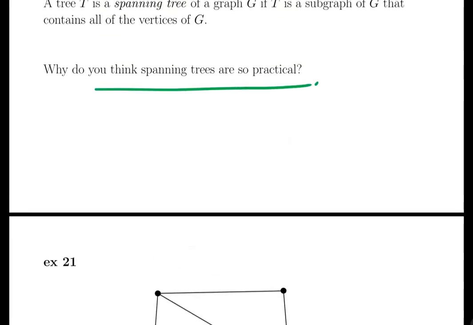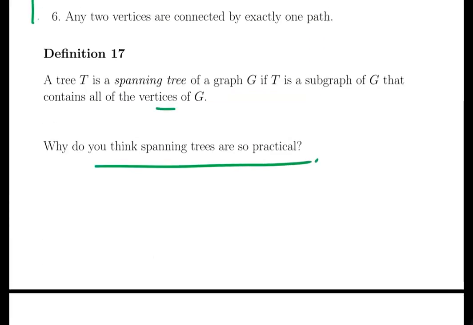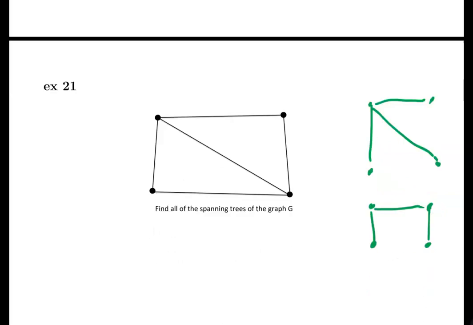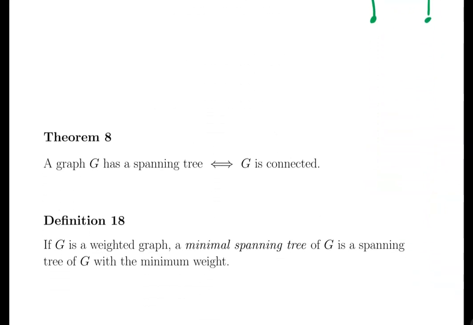So find all the spanning trees of the graph G, right? So again, remember it's a subgraph that has to have all the vertices. So it's a spanning tree, and we have to have all 4 of these vertices, and there are options, right? So this is one option. Are there other options? Of course, right? This is another option, etc. So a graph G has a spanning tree if and only if it's connected, right? So that's, again, a two-way street. If G has a spanning tree, it has to be connected. If G is connected, it has to have a spanning tree.